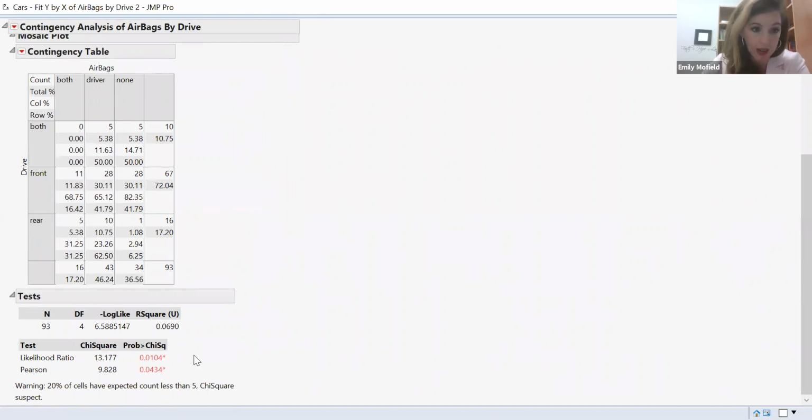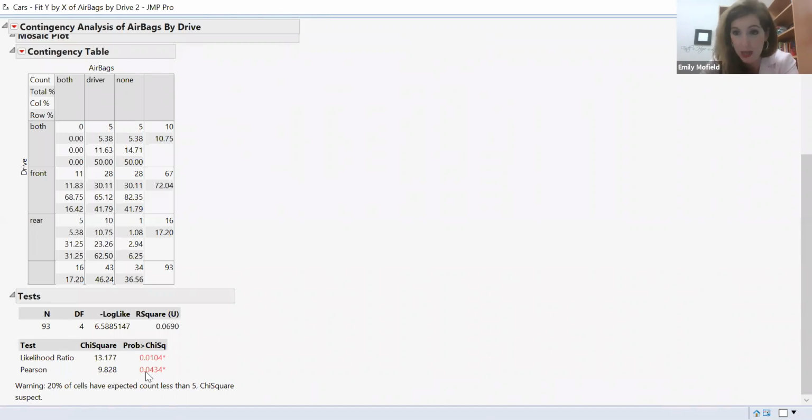So I'm going to look right down here at my chi-square test. I'm going to report this Pearson value. I'm going to write chi-square equals, all right, and so the chi-square degrees of freedom is 4, and the chi-square equals 9.83, and it is statistically significant with the alpha set at 0.05, so this would be the p-value that I report.